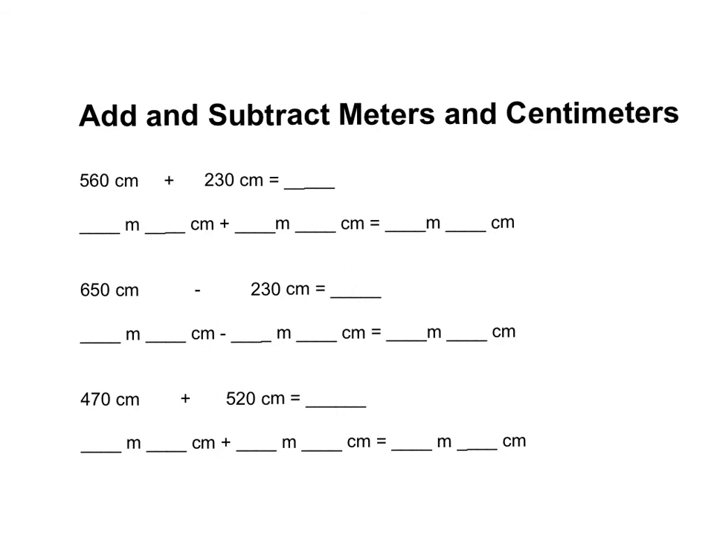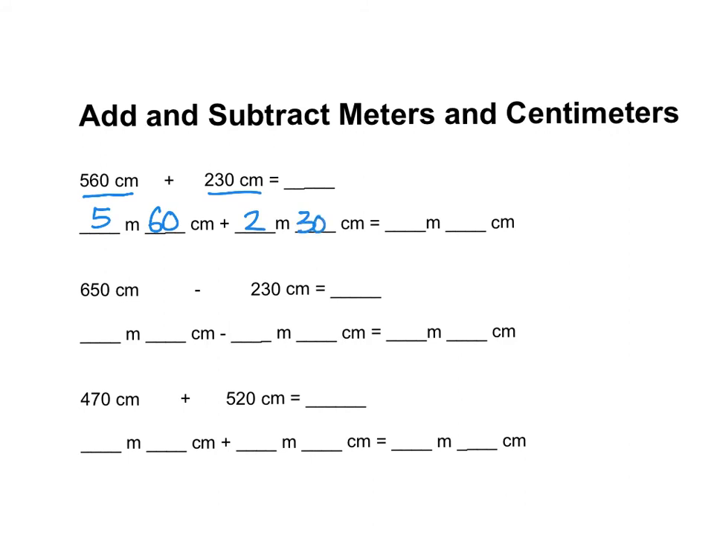So we have 560 centimeters plus 230 centimeters, and we are going to put what that equals. But before we do that, we're going to break up our 560 centimeters into meters and centimeters. Well, we know that 1 meter is equal to 100 centimeters. So 560 centimeters will give us 5 meters and 60 centimeters. And then we're going to break up our other 230 centimeters the same way. So 230 centimeters will give us 2 meters and 30 centimeters.